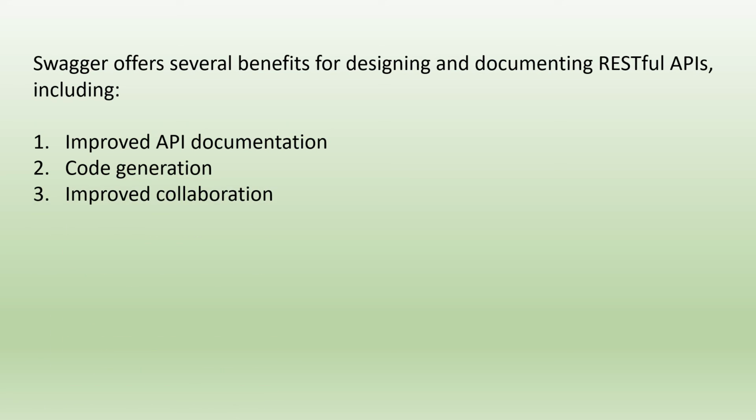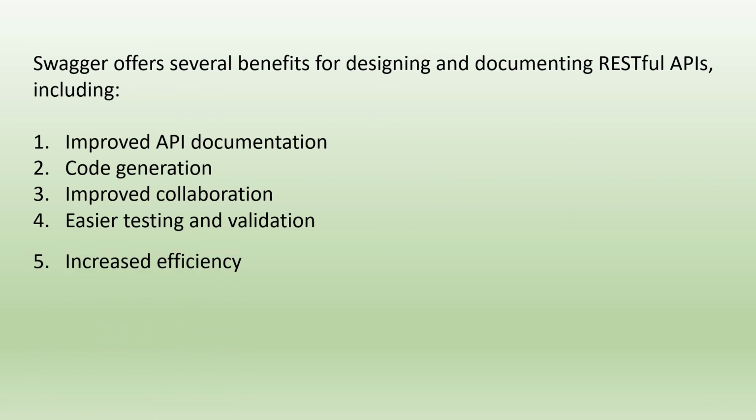Third one is improved collaboration. Swagger allows API designers, developers, and stakeholders to collaborate more effectively on the design and development of an API. The machine readable documentation makes it easier for everyone to understand and work with the API. Fourth one is easier testing and validation. Swagger provides tools for testing and validating APIs, making it easier to catch and fix errors before the development process.